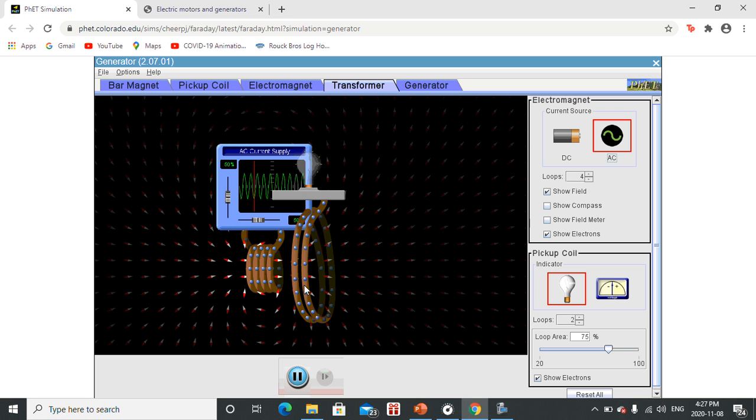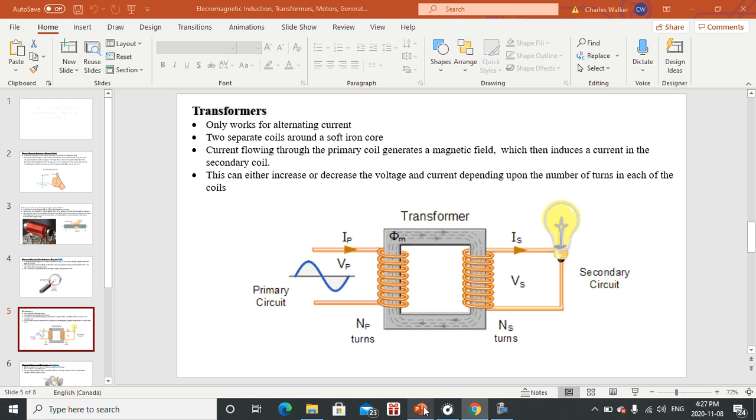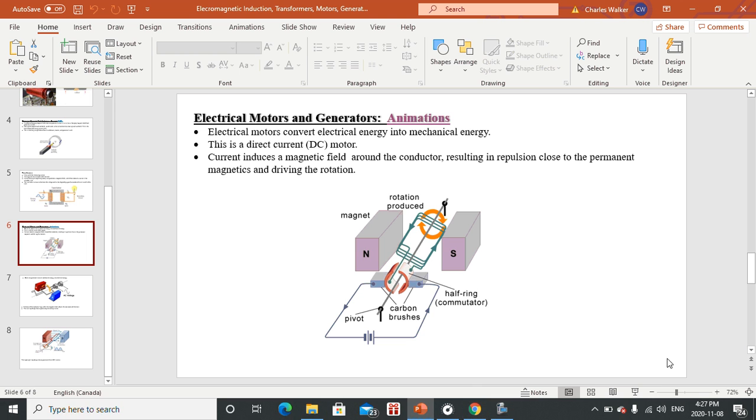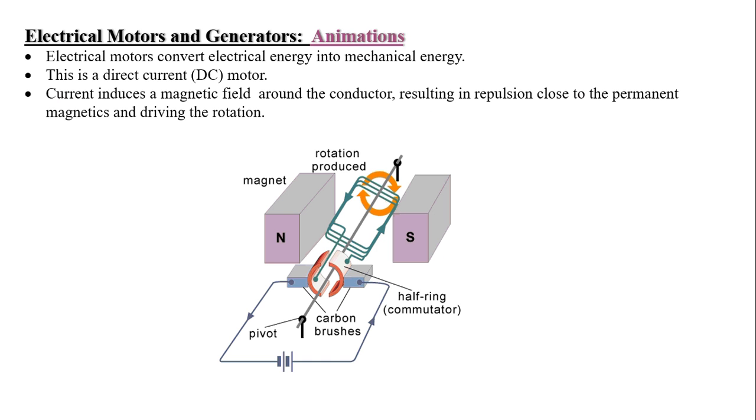And again, we'll talk a lot more about transformers in a completely different lesson and do some calculations that go along with that. So finally in here, I wanted to talk a little bit also about motors and generators. There are DC motors and generators, and there are AC motors and generators as well. So first of all, motors.